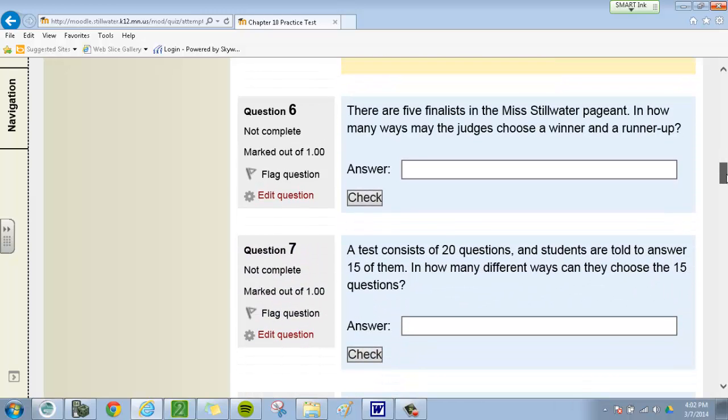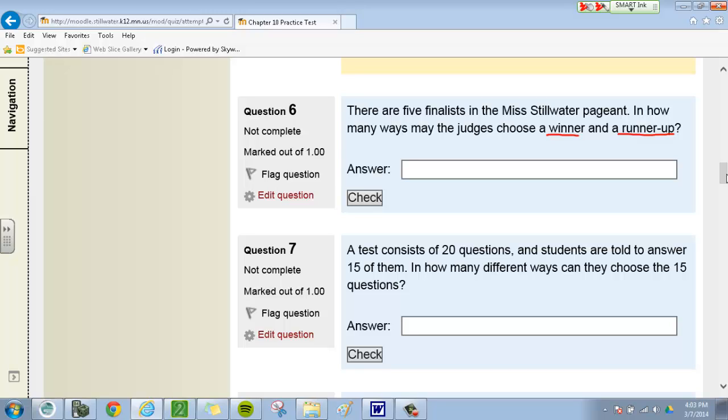There are 5 finalists in the Mississippi Stillwater Pageant. How many ways can the judges choose the winner and the runner-up? Well, in this one, you got to ask, does the order matter? If you were a contestant, would it matter if you got winner or runner-up? I would guess it would. You probably want to win and not be the runner-up. And therefore, because order matters, you don't do that little division thing that you would do if order didn't matter.